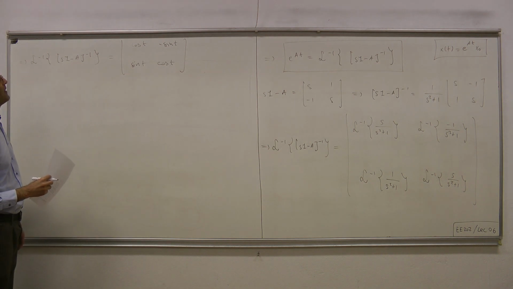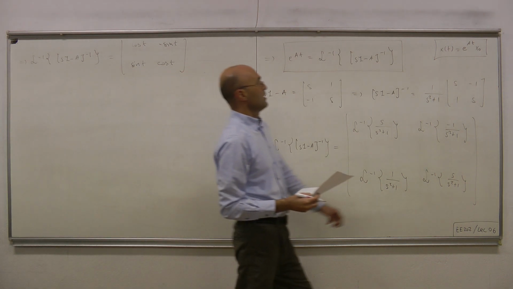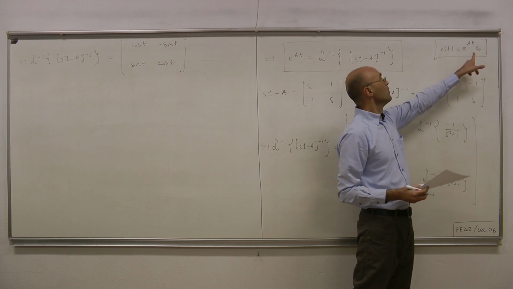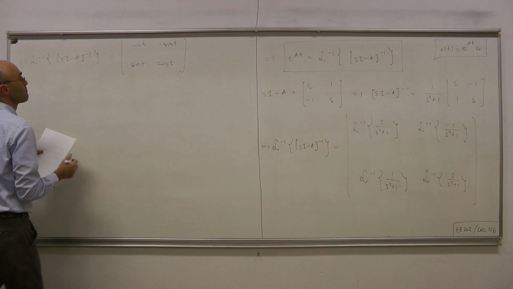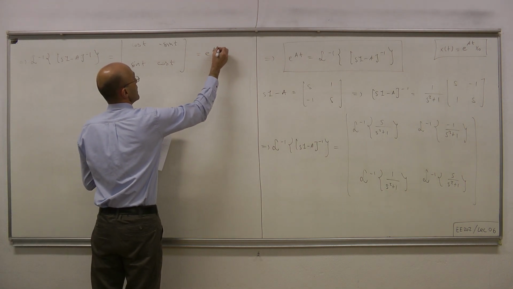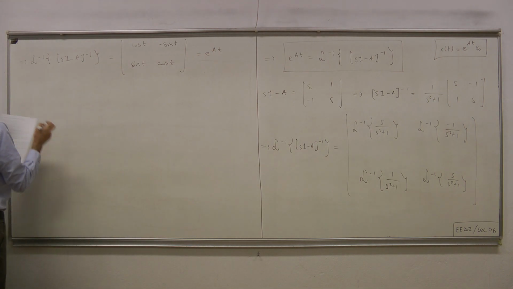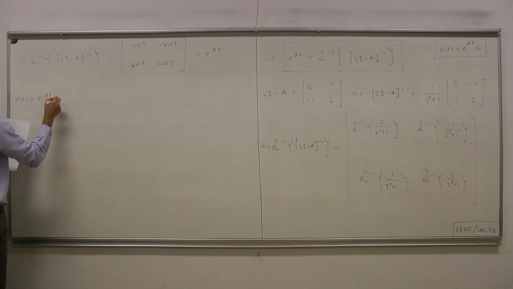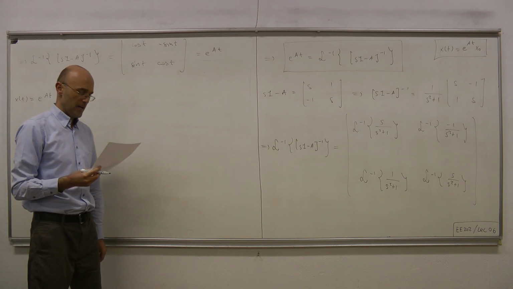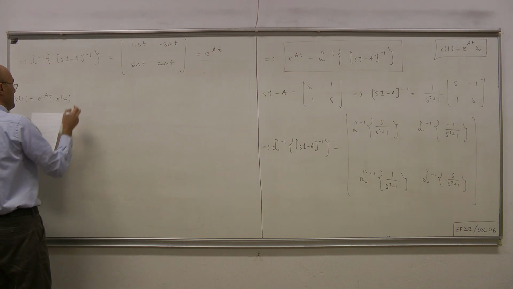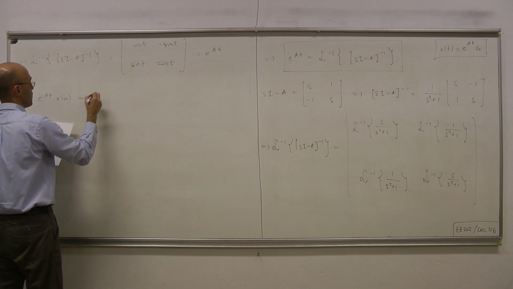Okay. And then what remains is we have to multiply the initial condition with the matrix that we obtained, the state transition matrix. So let's do that. This is our e to the A t. Hence, x of t must equal e to the A t times the initial condition vector x0. That equals what?